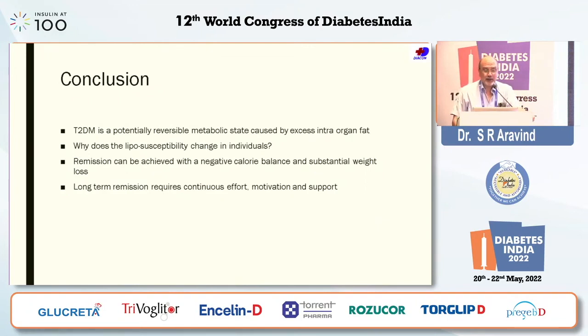So that will be a great lecture to listen to anyway. The conclusion is, type 2 is a potentially reversible metabolic state caused by excess intra-organ fat. Why does the liposusceptibility change in individuals? There's a question mark. Maybe genetic, or maybe we don't know, or I will look for answers from the other leaders here. And remission can be achieved with a negative calorie balance and substantial weight loss. But can they continue the diet for long periods of time? Now that's the big question.